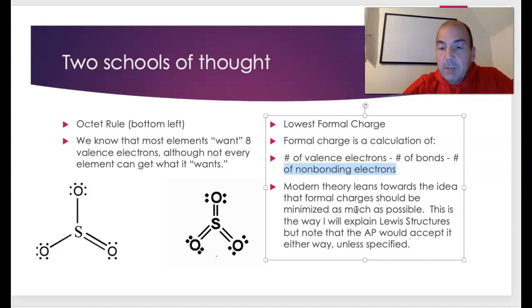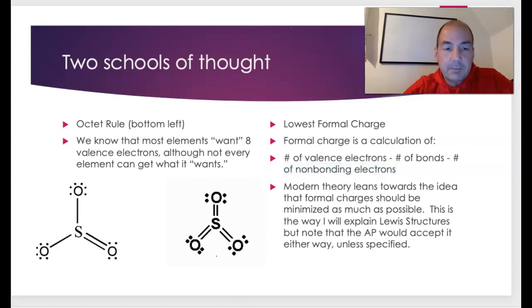So when we can minimize formal charge, it's showing that the atoms are bonding more typically and equitably. I'm not sure if that's really what I want to say there. Let me explain it further.